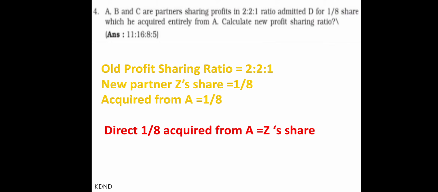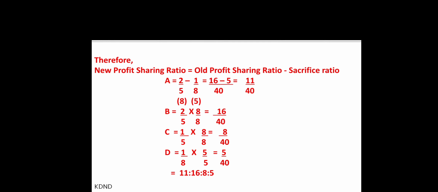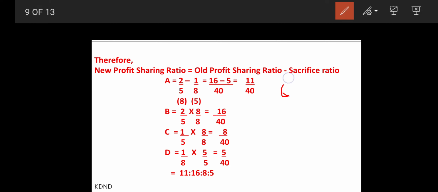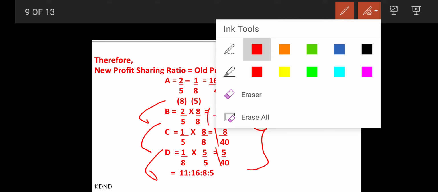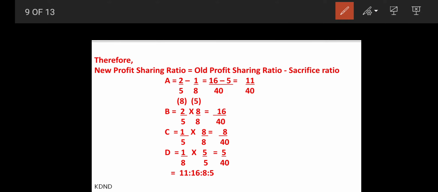Finally, it is very simple. A is equal to 2/5 minus 1/8, so that gives you 11/40. Here the LCM is 40. To make the denominators 40, we multiply by 8/8 here, 8/8 here, and 5/5 here. So B, C and D will be written in the same ratios as before, multiplied with the given denominators.